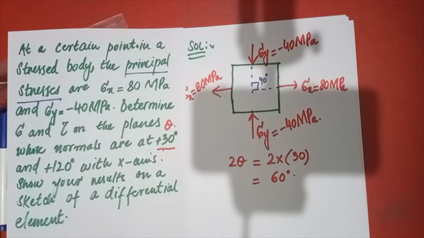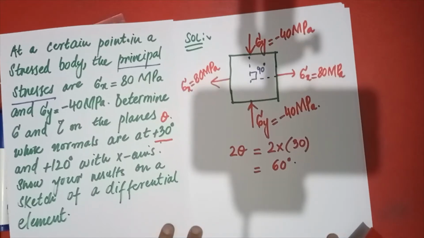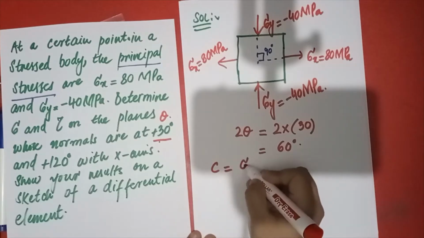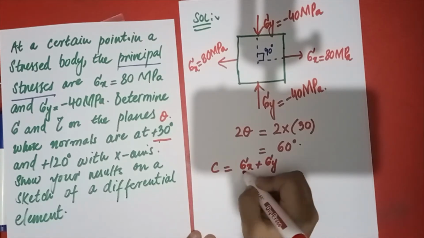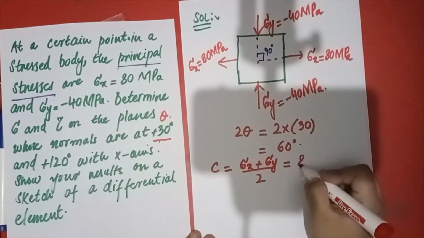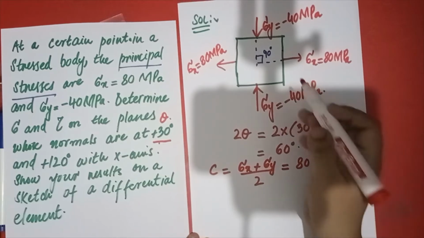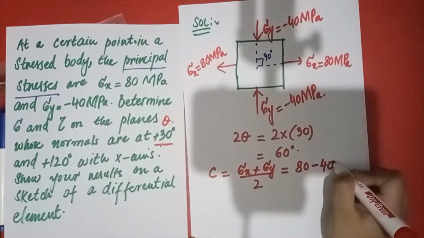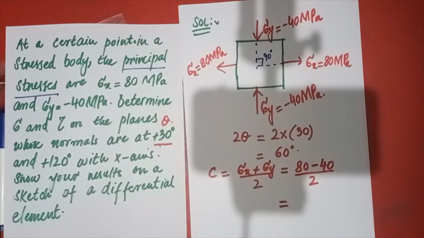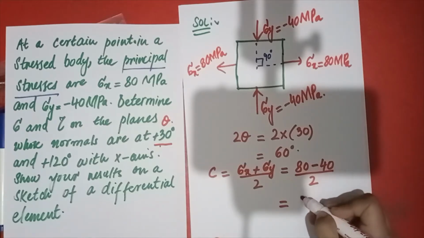Next, I have already told you the formula for finding the center C and the radius. The formula for C is sigma x plus sigma y divided by 2. So it is equal to sigma x, which is 80, and your sigma y is minus 40, so I will put minus 40 here, divided by 2. So it is coming out to be 80 minus 40, that means 40, divided by 2. So it is 20 MPa. Is that okay? Yes, it is 20.